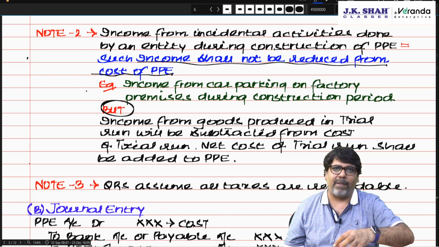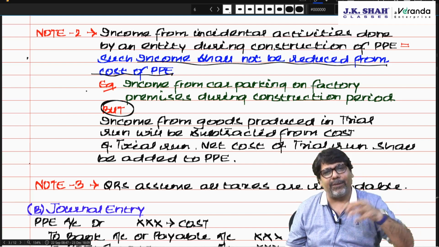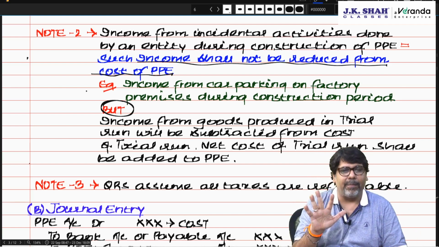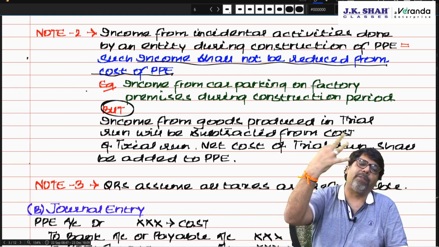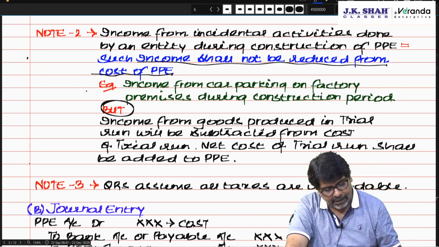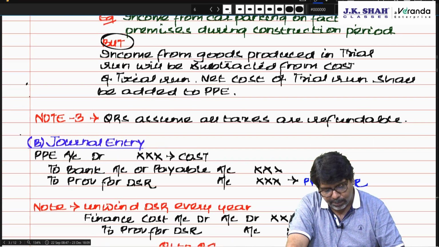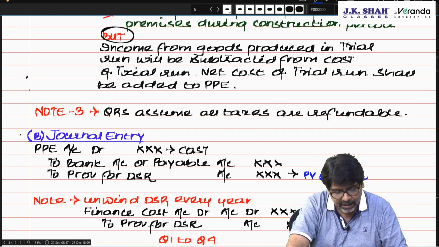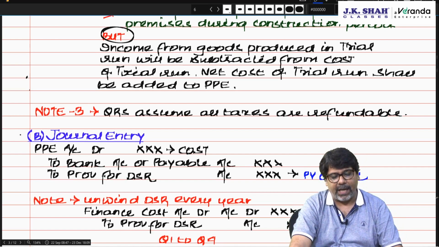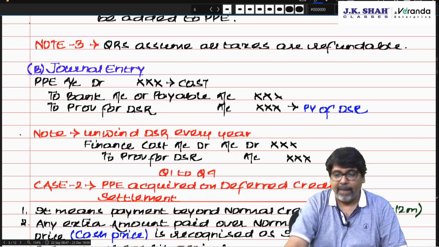So in the trial run, whatever goods are produced are then sold. Suppose the cost of production of the goods is 5 rupees. I sold it for 2 rupees. So the net cost is 3 rupees. That 3 rupees should be added to the cost of the asset. Income from goods produced in the trial run will be subtracted from the cost of the trial run. The net cost of the trial run shall be added to the cost of PPE. Am I clear?